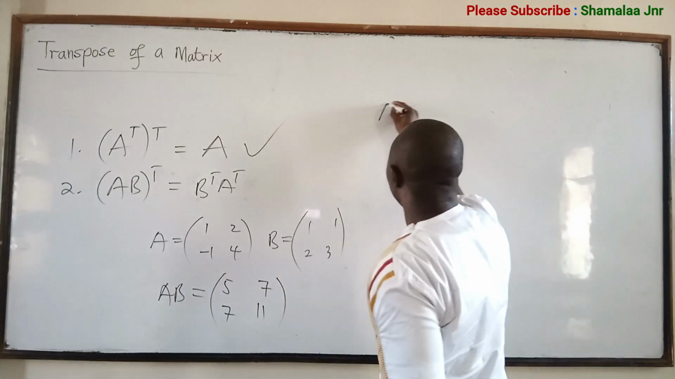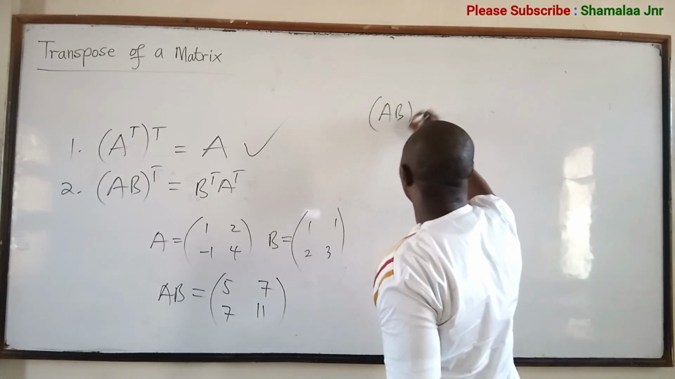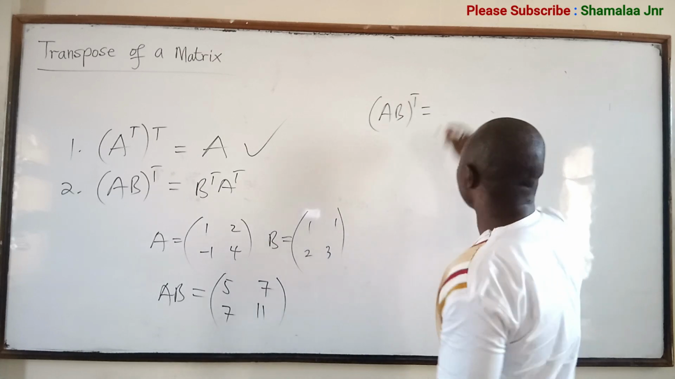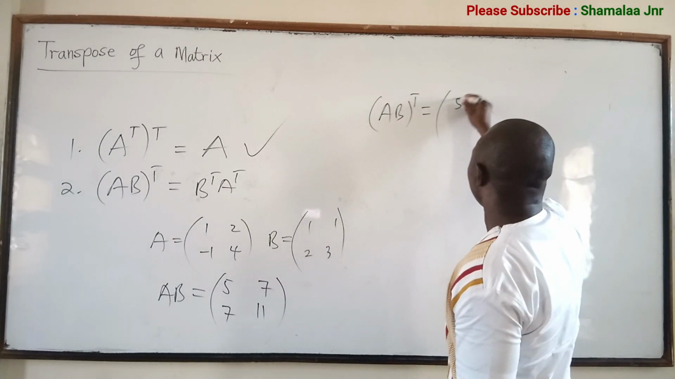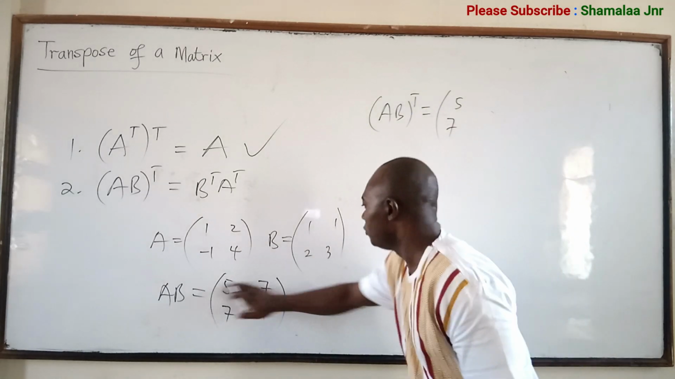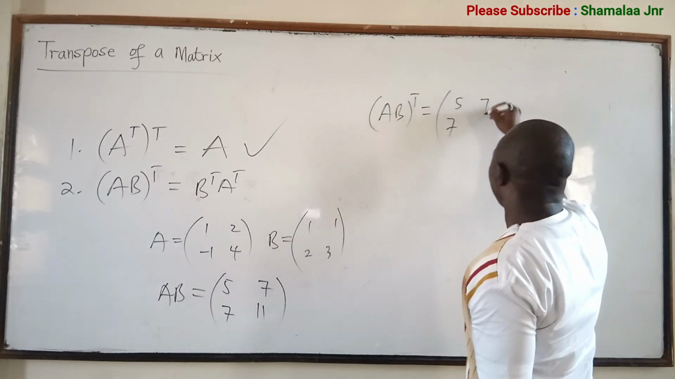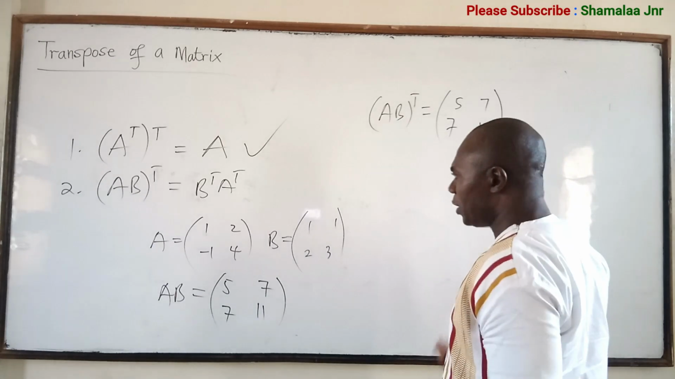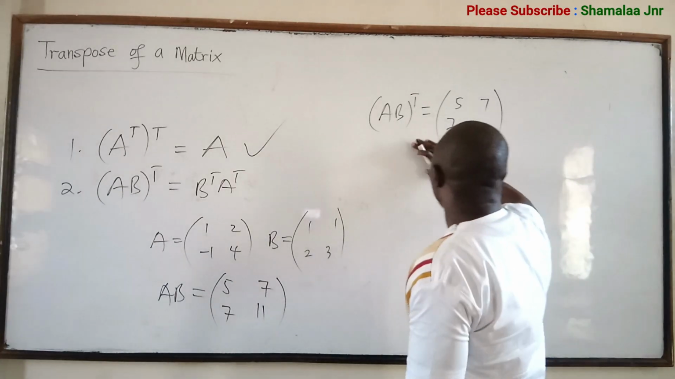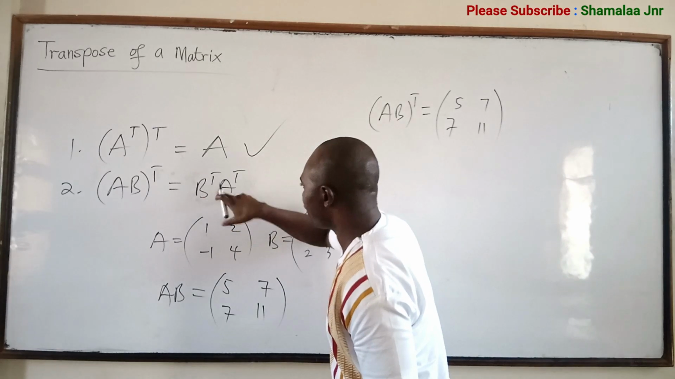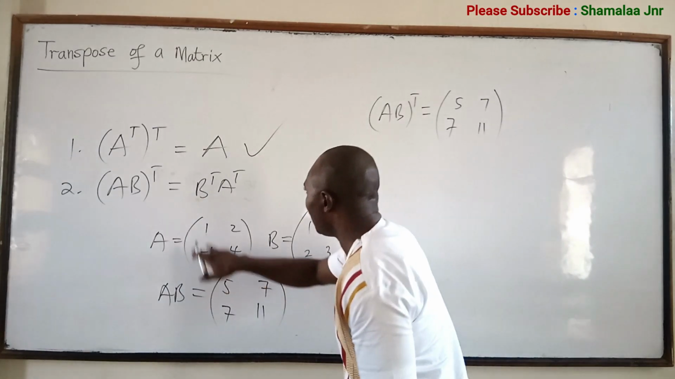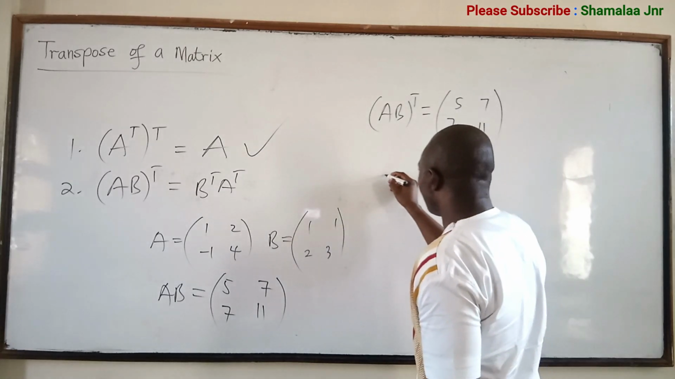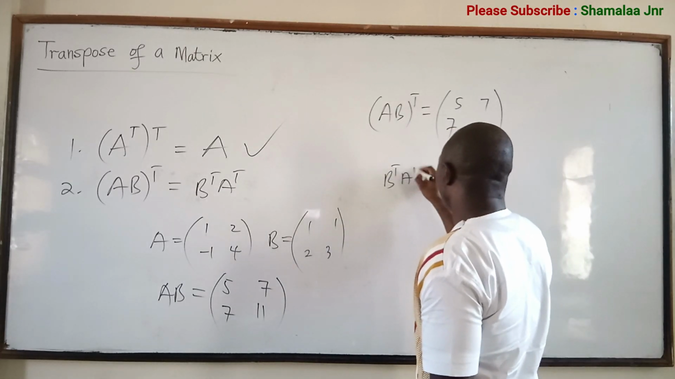Now what we are saying is that AB transpose is equal to, we are going to transpose this one, 5, 7, you do this and place this way, 7, 11. This is AB transpose. Now that is what we are saying. We are saying that this one is the same as B transpose A transpose. So how do we find this one? Now, if you have B to be this, then B transpose will be this. Look at it. So B transpose A transpose.